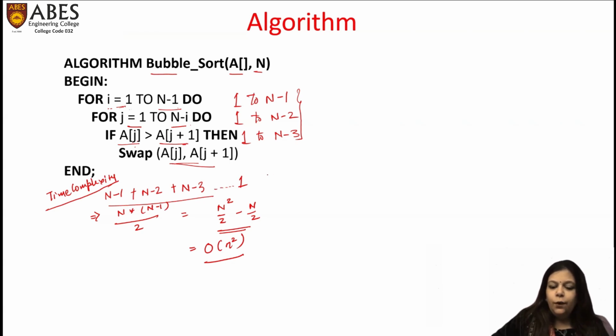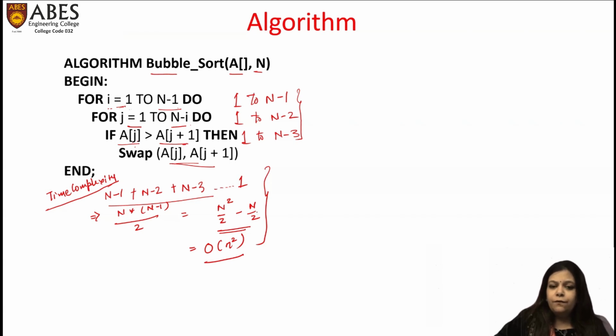This is definitely going to be the worst case, in which every element is compared with the adjacent element, and we are considering that the values we have got are in totally opposite order. Suppose we want to sort the elements in ascending order and we have got the values in descending order. Then the number of comparisons will be n into n minus 1 by 2, and hence the time complexity will be O(n square).